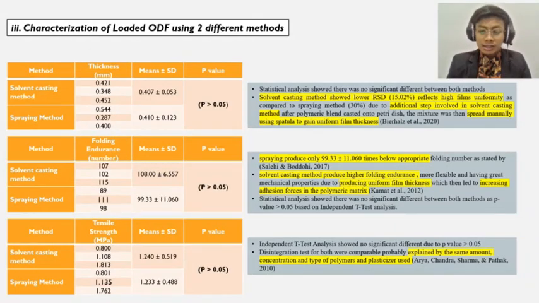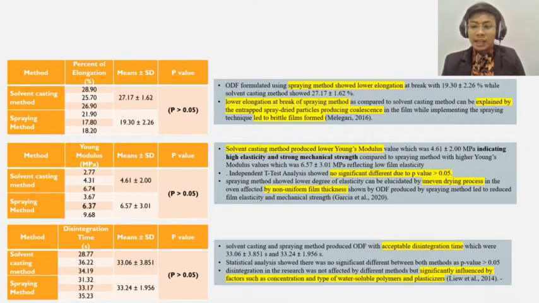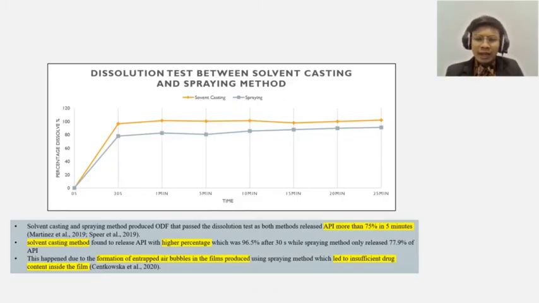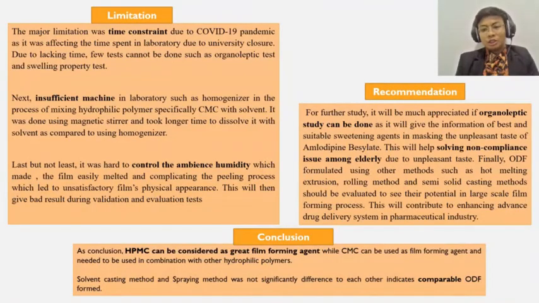After statistical analysis, there was no significant difference found between both methods, but there are still small margins of difference. For example, in the thickness test, we can see that the solvent casting method produced a more uniform film compared to the spraying method. Both methods had comparable disintegration time. The spraying method was found to release a low percentage of drug in 30 seconds due to the formation of entrapped air bubbles in the film, leading to insufficient drug content inside the film. To conclude, HPMC was better than CMC.